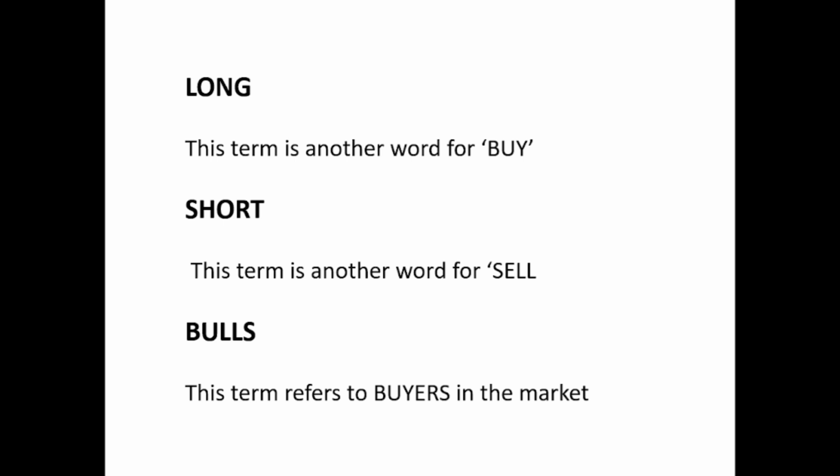Let's go forward. Now long, this term is another word for buy. You hear, okay, I'm longing, they mean they are buying. And we have the next one, short. This term is another word for sell. When you hear traders say, okay, I'm shorting GBP JPY, what it means is that they are selling GBP JPY. And next we have bulls. This term refers to buyers in the market. When you hear the trader say, okay, the market is very bullish, the currency is just going bullish, what it means is that the market is trending high in favor of the buyers.